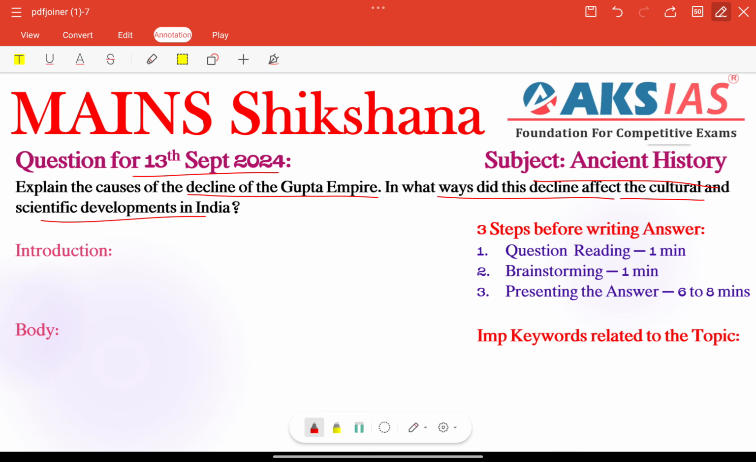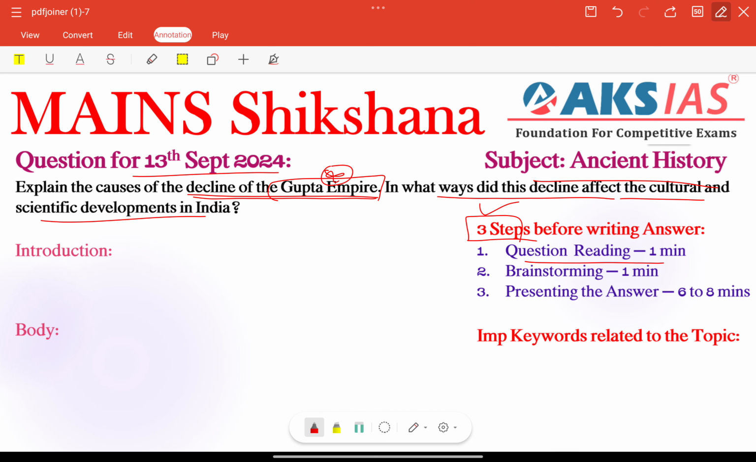So before starting our answer writing, we are following our 3 step strategy, right? The first step is question reading. Within 1 minute we need to identify the different question tags and keywords, what the topic is, and how many parts there are. So what is the topic here? A Gupta Empire related question, very important, related to our ancient history.